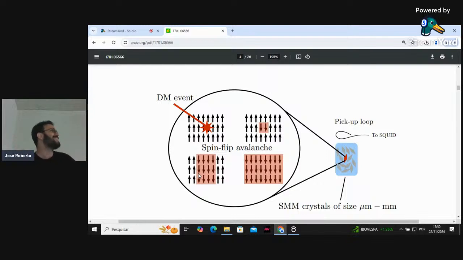And that is an important thing because you can detect this kind of stuff. If you have an external magnetic field, you can detect this kind of stuff happening. So this is a way to detect dark matter directly by these events.